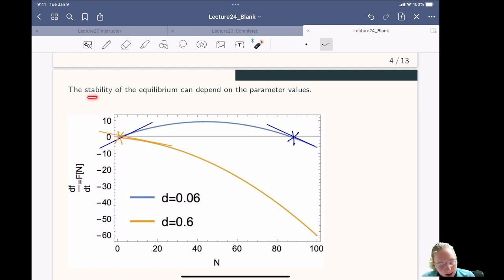So the stability of the equilibrium can depend on the parameters. For example, in this case, birth was greater than death, so you end up going to carrying capacity. In this orange case, death was greater than birth, and so you end up going to extinction.